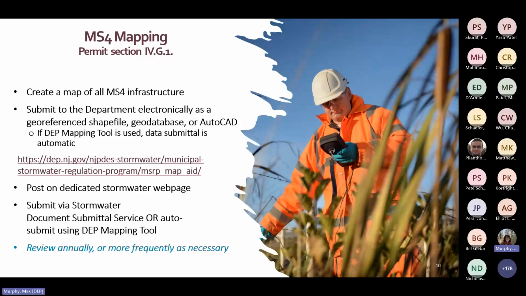The infrastructure map must be reviewed annually or more frequently as necessary and updated to include the location or attributes of any new or newly identified MS4 infrastructure. The map must also be posted on a dedicated stormwater webpage when it is complete.